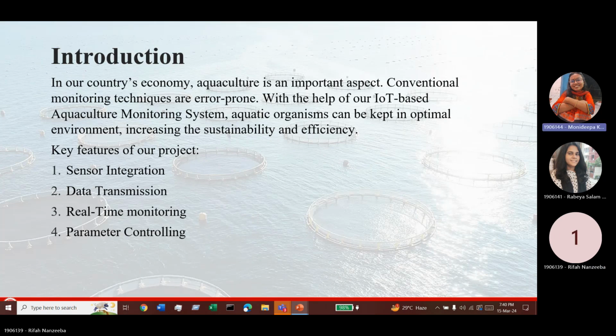This is the introduction for our project. The key features of our project are sensor integration. We have used different types of sensors like the temperature sensor, pH sensor, and the water level sensor. Then we have used ESP32 for data transmission. We also used Arduino Uno in order to control our system, and then using ESP32 we have integrated real-time monitoring, and we also integrated parameter controlling.